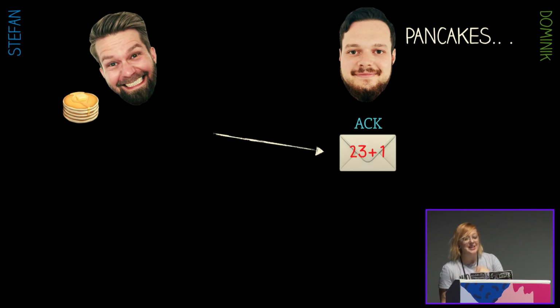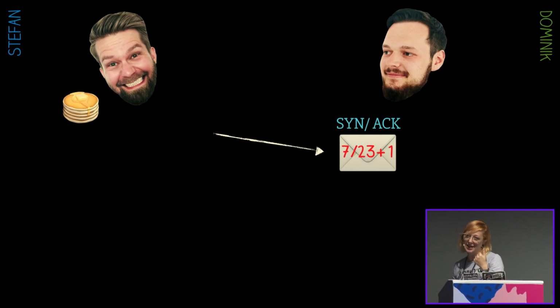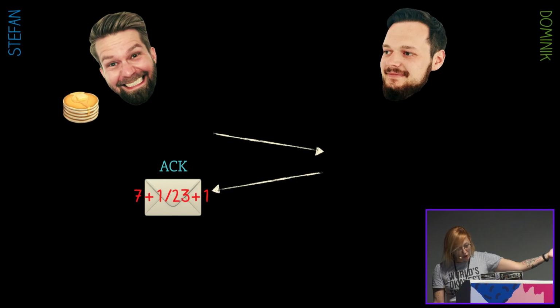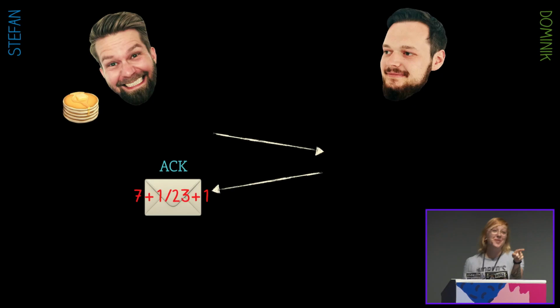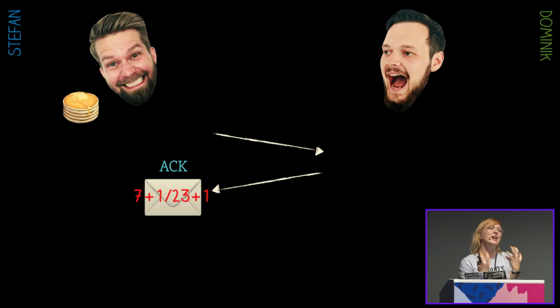To let Stefan know that he received the note, he thinks about number 2, but pancakes, and it's hard, but he gets there. He takes 7. Great. So he sends that out. Note goes back to Stefan, and he performs the ACK, adds 1 to Dominic's number, and we're good to send those pancakes. Nom, nom, nom, nom.